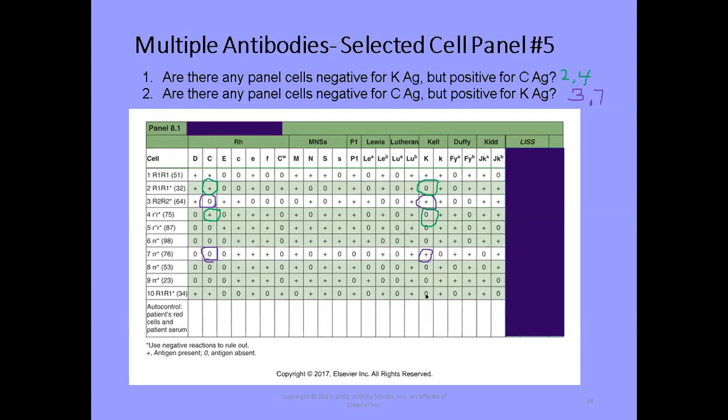And it looks like cell 10 could help us in this case. So we have negative for K and positive for C. Okay, so it looks like 2, 4, or 10. And they're usually going to do at least 2. Okay, 2, 4, or 10 can help us. Hopefully that makes sense. Now, if our patient reacts with cells 2, 4, and 10, and then also reacts with 3 and 7, it's proving that yes, they do have an anti-K and an anti-C.